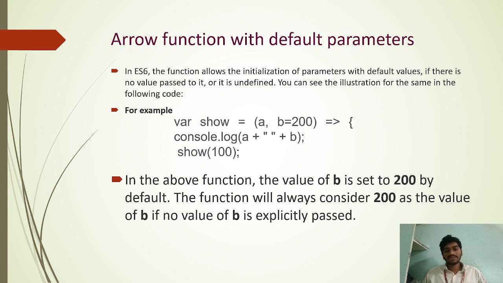And in the above function, the value of b is set to 200 by default. The function will always consider 200 as the value of b if no value of b is explicitly passed. So there is no need to explicitly pass the b value, because we have declared the default value to be 200.